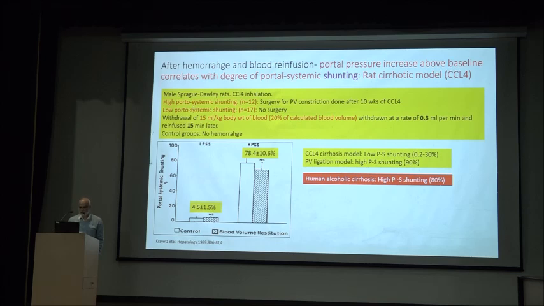So this showed that the percentage of portal systemic shunting in the low portal systemic shunt group was 4.5%, and in the high group a 78% shunting fraction was there. If you look at the human analog, human alcoholic cirrhosis is a high portal systemic shunting state, about 80% portal systemic shunting has been shown, whereas viral hepatitis is a low portal systemic shunting group.